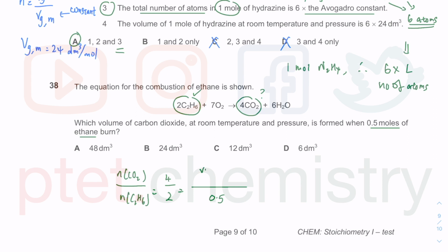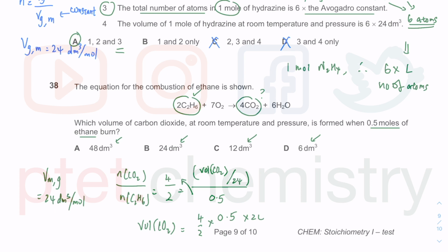And then I want the volume of CO2. This is divided by 24. I use 24 because all of these volumes are given to us in dm cube. So I will use molar volume of gas, which is 24 dm cube per mole of that particular gas, as stated previously again and again. So make that volume of CO2 the subject of the formula. So bring up the 0.5 and then bring up the 24. Hopefully then you could get 24 dm cube. And there is the answer there.